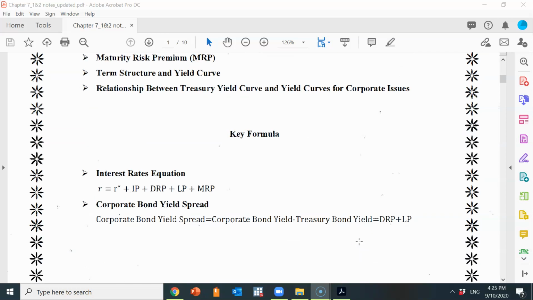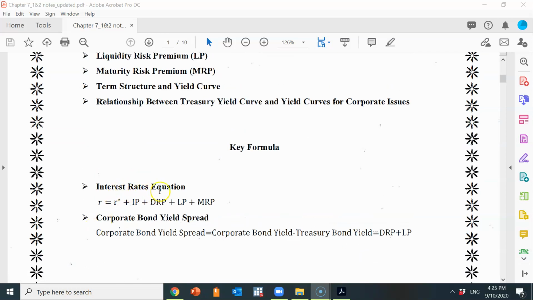The key formula we're going to learn is the interest rate equation. The interest rate R equals real risk-free rate R star plus the 4 additional premiums, IP, DRP, LP, MRP: inflation premium, default risk premium, liquidity premium, and maturity risk premium. And the corporate bond yield spread is the difference between corporate bond yield and Treasury bond yield, and it equals default risk premium plus liquidity premium. We will explain all of these in detail.